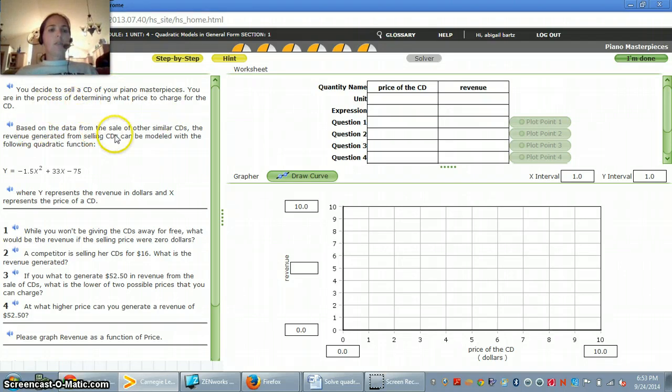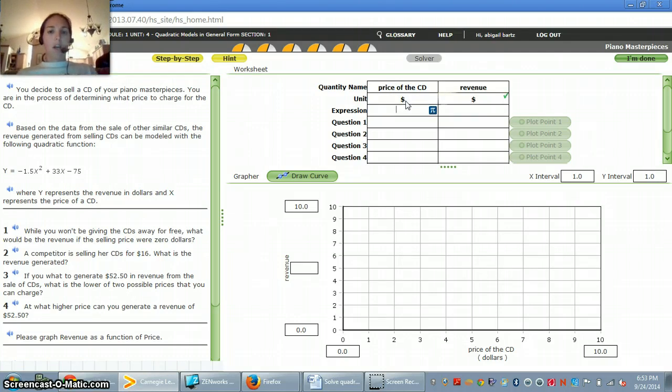Based on the data from the sale of other similar CDs, the revenue generated from selling CDs can be modeled with the following quadratic equation, or function. So there's our quadratic function. It says where Y represents the revenue in dollars and X represents the price of a CD. So again, filling in your table, what unit? Well, you're going to use dollars for both, right?